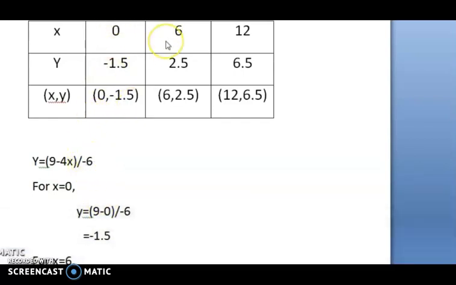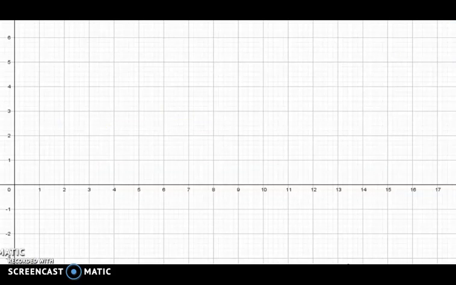Minus 6, so minus of minus 6 is plus 6. Next x coordinate is plus 6, and minus 4 is our a, so minus 1.5 plus 4 is 2.5. Now 6 plus 6 is 12 and 2.5 plus 4 is 6.5. Write all the ordered pairs and let us plot these values on the graph sheet.